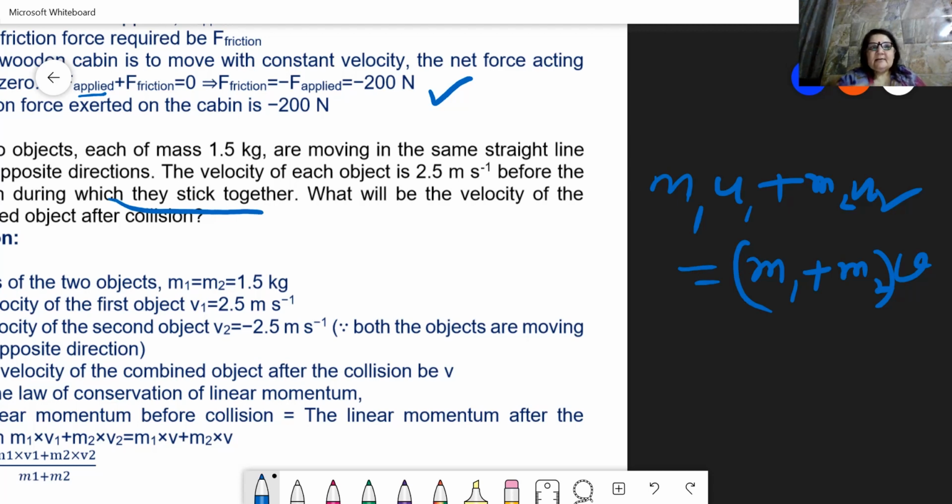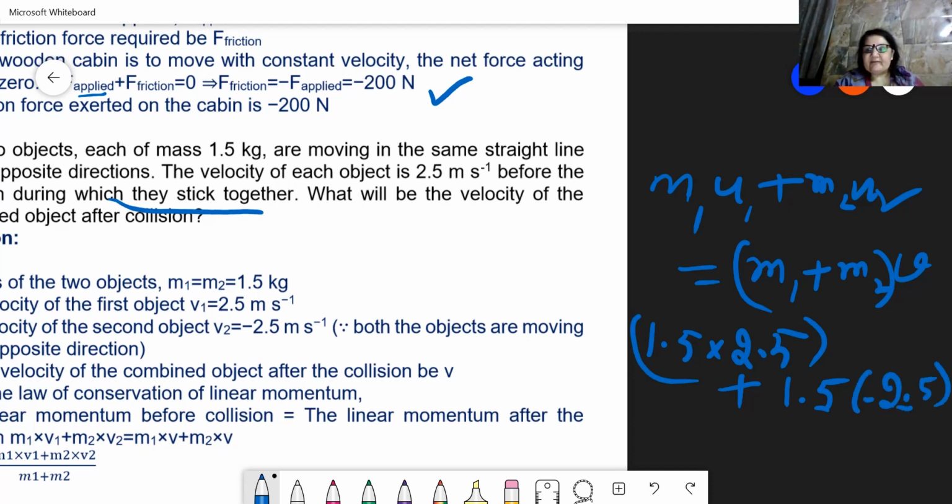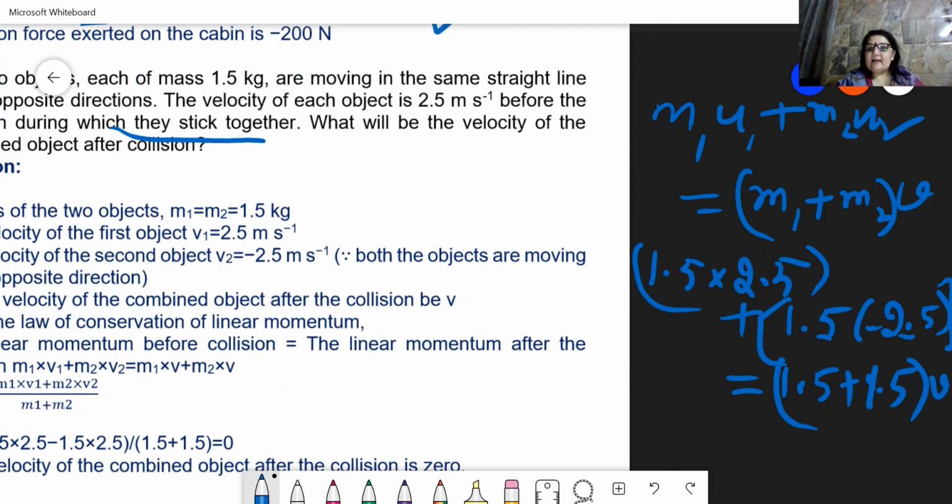As you can see here, the mass of the body is 1.5 multiplied by 2.5. I'm talking about m1u1 first. Then 1.5, because the same mass is there, but now it is in the opposite direction, which means this will become minus 2.5. The left hand side will be equal to m1 plus m2, 1.5 plus 1.5, multiplied by v. This is what we have done after completing our calculation.